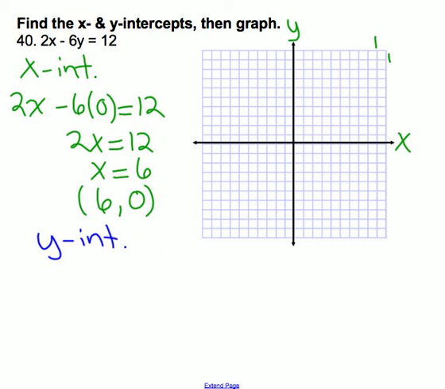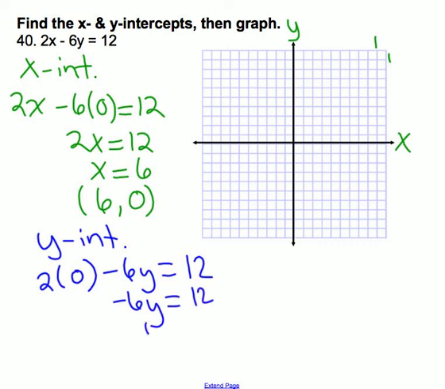So I'm going to come in here, I'm going to take and do a 2 times 0 minus 6y is equal to 12. I get a negative 6y is equal to 12, so y is equal to a negative 2. So my ordered pair here is (0, negative 2).